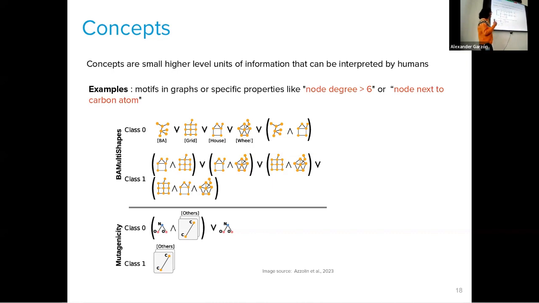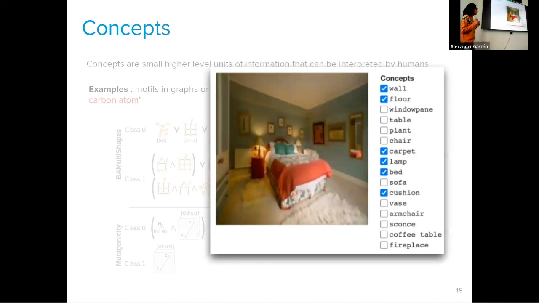Again, to understand, these explanations are still at an infancy level, this concept-based explainability in graph neural networks. But to appreciate how concepts can help you, I'll show you an example for images. So here, this room was classified as a bedroom because of these concepts, right? Because it has a wall, a floor, a carpet, a lamp, a bed, a cushion, and so on.